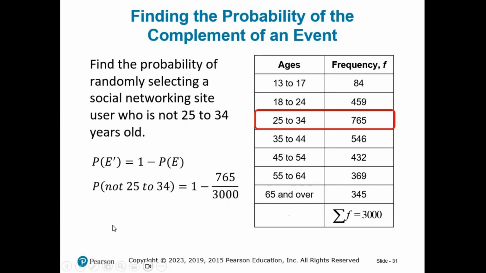We know that the empirical probability of being in the age group of 25 to 34 is 765 divided by 3,000. That is the frequency of being in that age group divided by the total of the frequencies. So we simply use the complement rule and calculate 1 minus the value to find the probability of not being in that age group. 1 minus 765 over 3,000 gives us 0.745. I know this seems like a silly rule right now, but it will hold quite a bit of power later on.